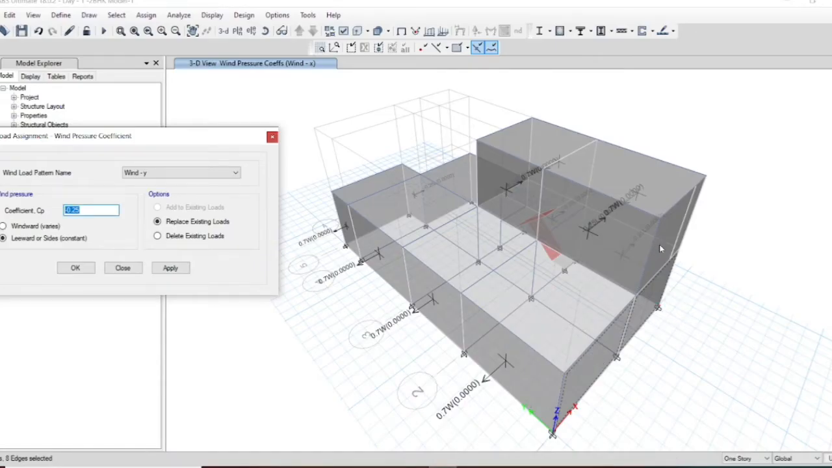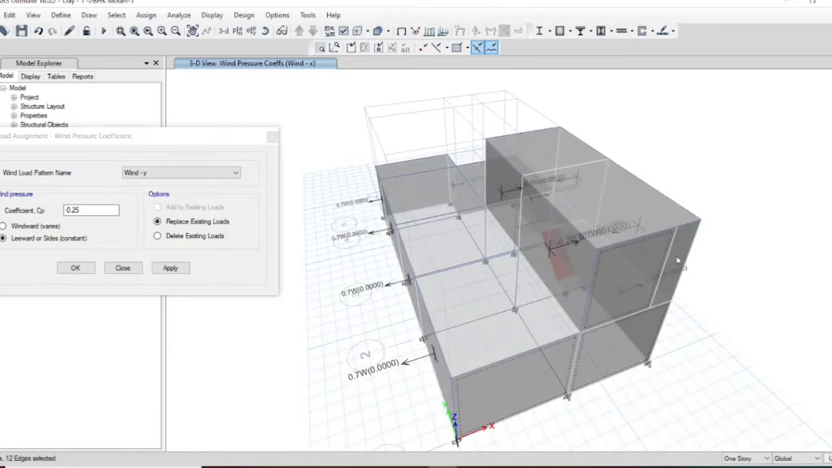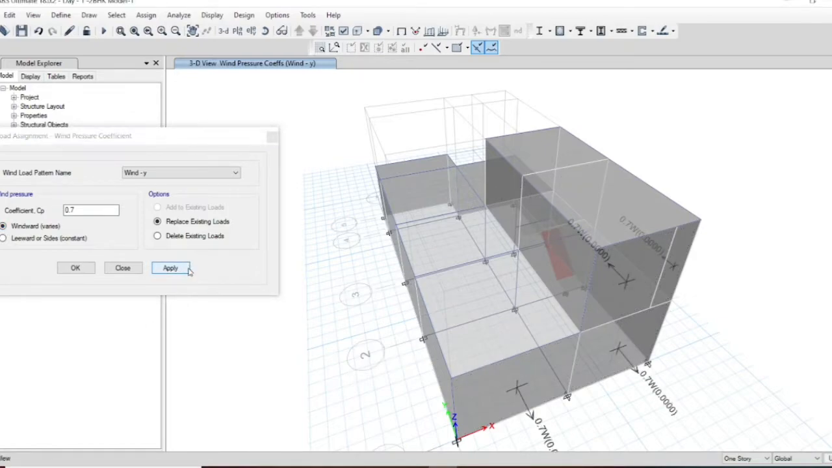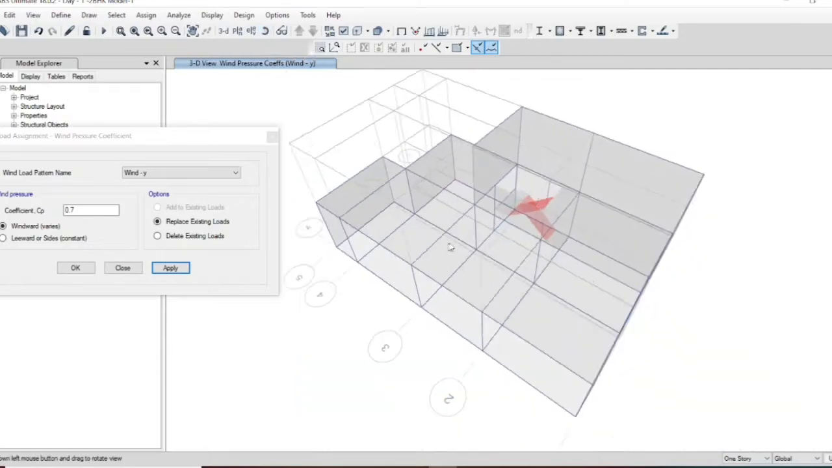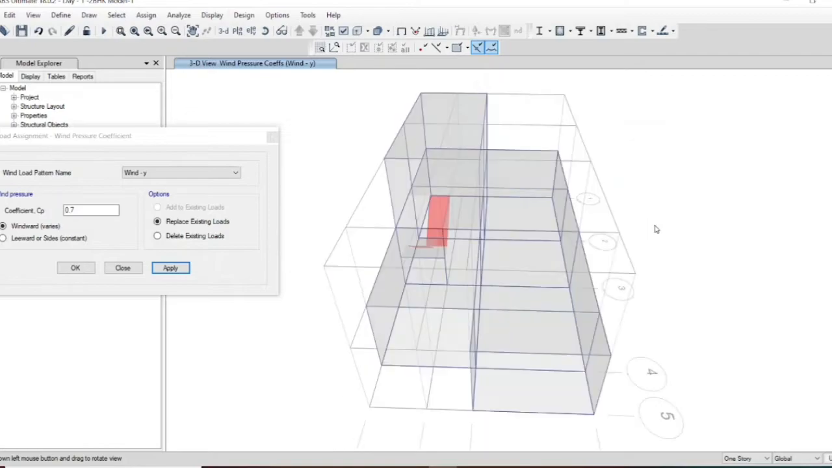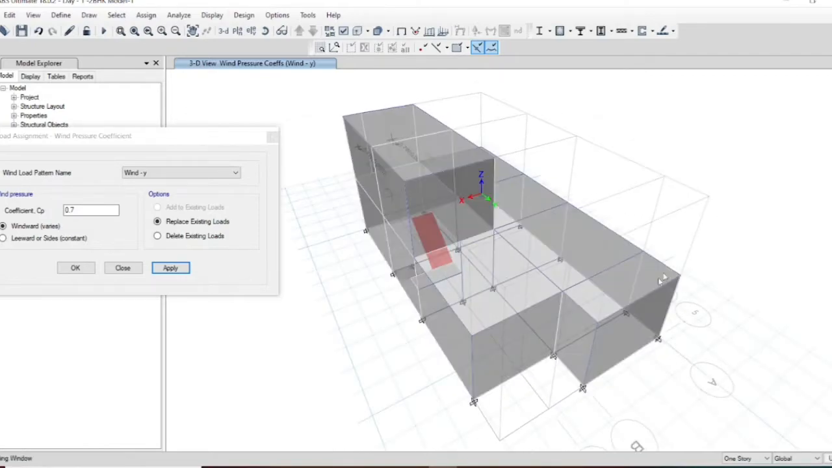Let us apply this portion as 0.7. This as 0.7, 0.7. This is the windward direction. Apply. Now the opposite side of this will be the leeward direction. Now this will be the leeward. 1, 2, 3. 3 edges are selected, which will be leeward.